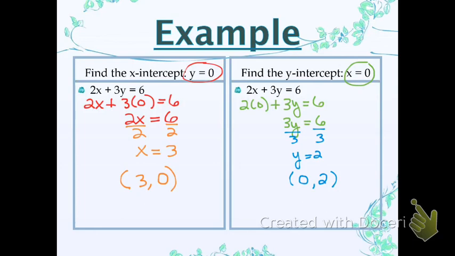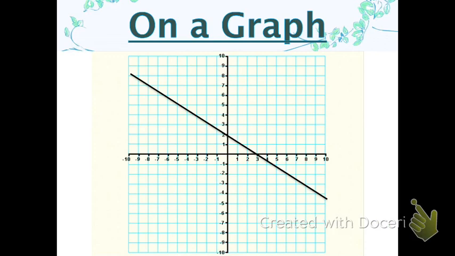To graph the line, we plot both intercepts on a coordinate plane and then connect them with a straight line. So here's the point 3, 0, that was our x-intercept, and here's the point 0, 2, that was our y-intercept, and then we've connected them with a straight line.